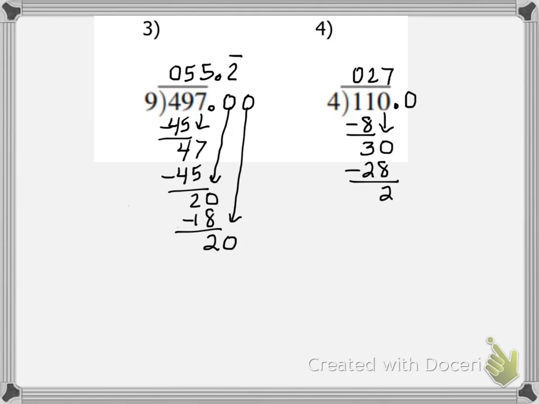bring the decimal point up into the quotient. I'm going to bring the 0 down so I could keep dividing, and 4 goes into 20 5 times. That's 20 exactly, so we can stop there because we have no remainder. So our quotient is 27 5/10.